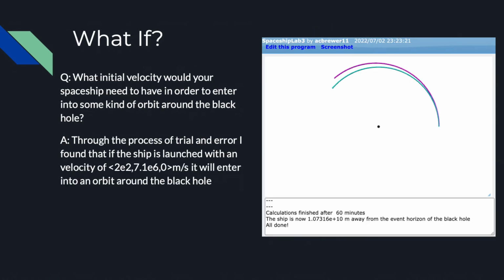What if? Question. What initial velocity would your spaceship need to have in order to enter into some kind of orbit around the black hole? Answer. Through the process of trial and error, I found that if the ship is launched with an initial velocity of 2 × 10^2, 7.1 × 10^6, 0 meters per second, it will enter into an orbit around the black hole.